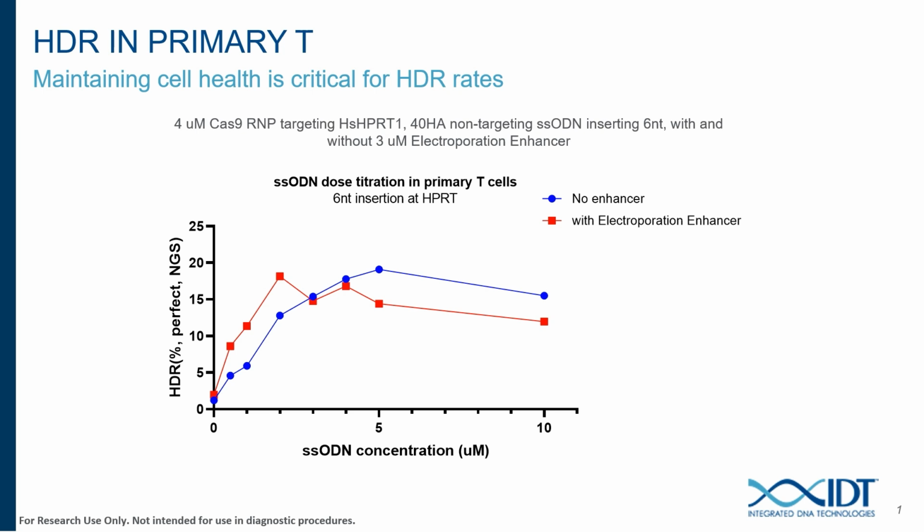Here on the x-axis, we have a dose range of 0 to 10 micromolar. Our standard recommendation is about 3 to 5 micromolar. And you can see in the blue line, about 5 micromolar is where you see the optimal HDR. But also consider any additional reagents that are added, like the electroporation enhancer that we used here, shown in the red line. Adding that reagent changes the optimal dose of the donor, where it ends up around 3 micromolar.